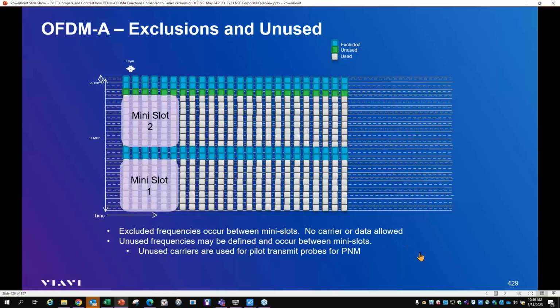No carrier or data is allowed. Unused frequencies may be defined and occur between the mini slots themselves. Unused carriers are used for pilots, transmitting probes or PNM. So in this area up here, they put pilots or probes for PNM in order to capture information to see what's going on with the carrier data information as well. So this is a way of actually breaking down the OFDMA upstream carrier itself.